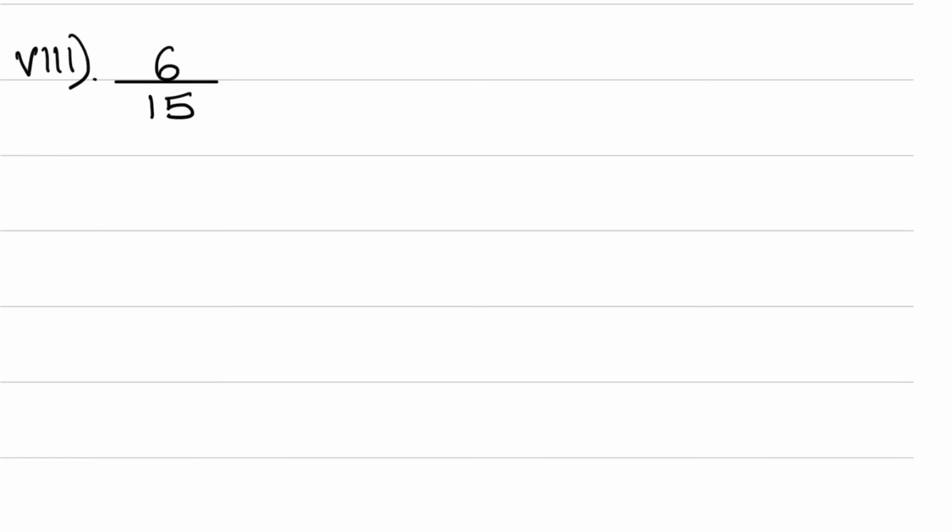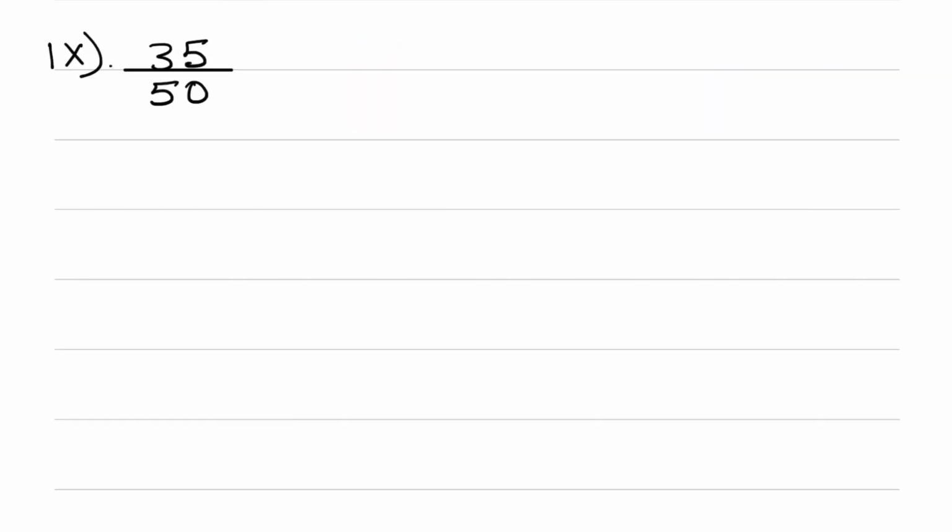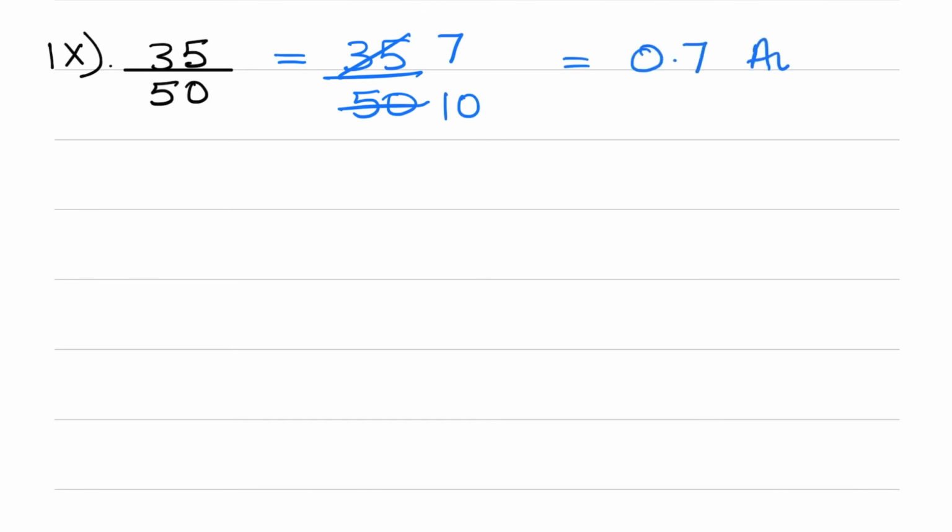Eighth part, it is 6 by 15. We can write 3 into 2 and 3 into 5. The 3 gets cancelled, so we get 2 by 5. So the decimal expansion would be 0.4. Ninth part, it is 35 by 50. We have a common factor 5, so 5 times 7 and 5 times 10. So this can be written as 0.7.